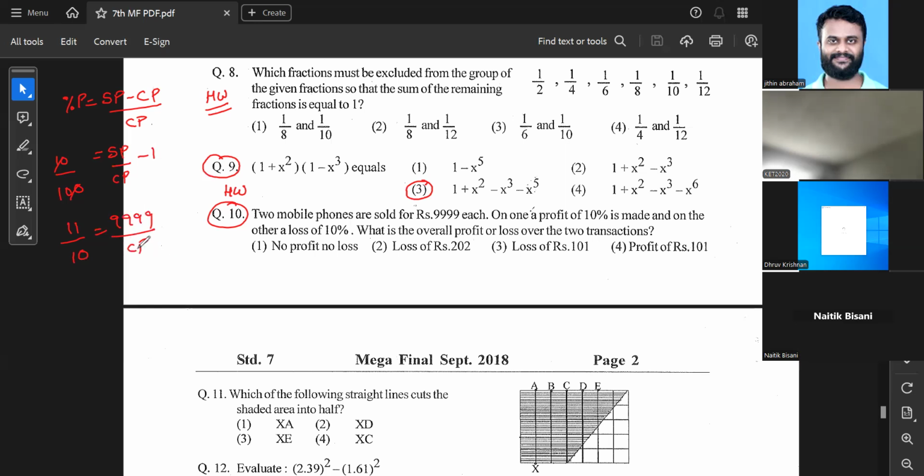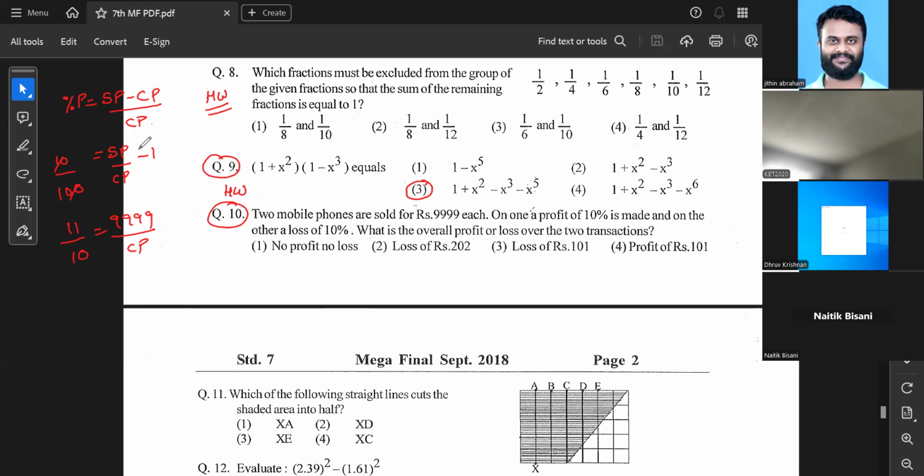Okay. By the way, I'll have to find CP. Without CP, how do I find profit? Yeah, sir, tell me, I'm listening. In this question, there is a smaller method, no, to solve. Tell me.